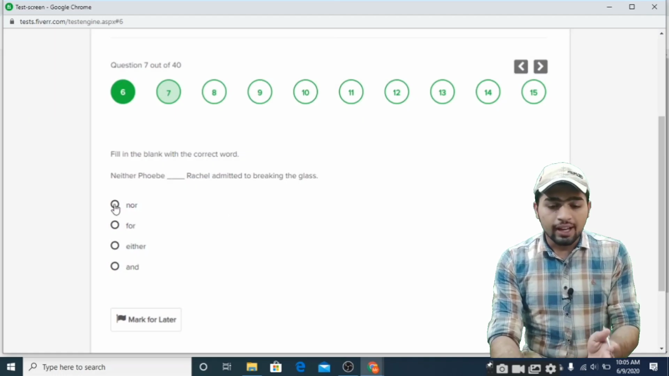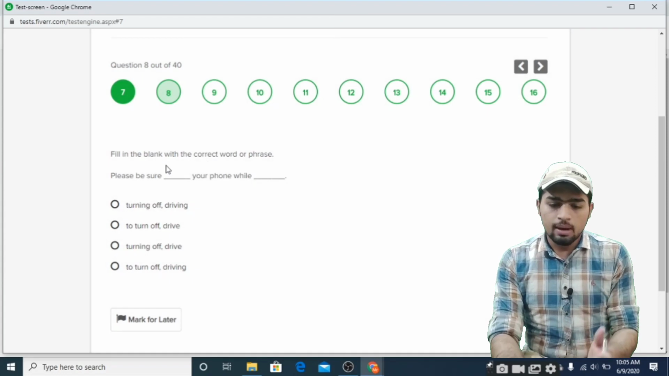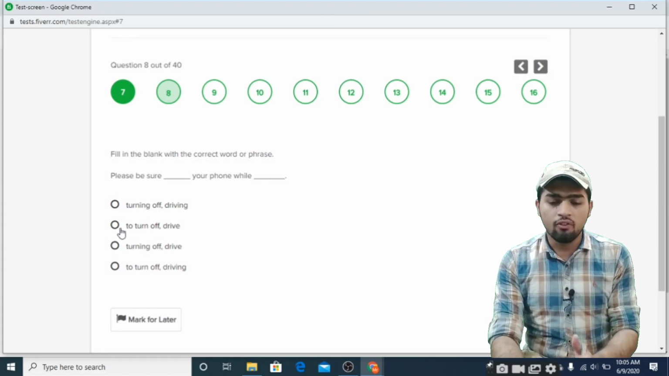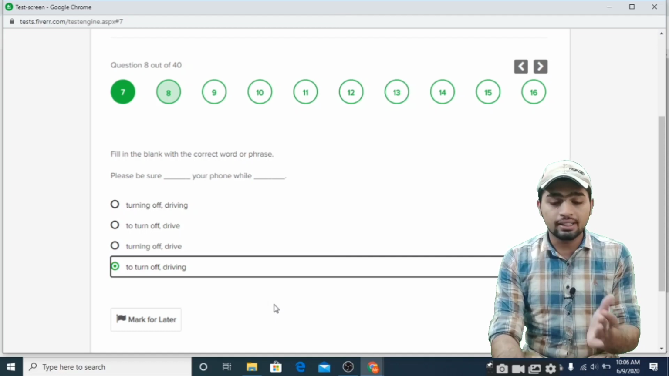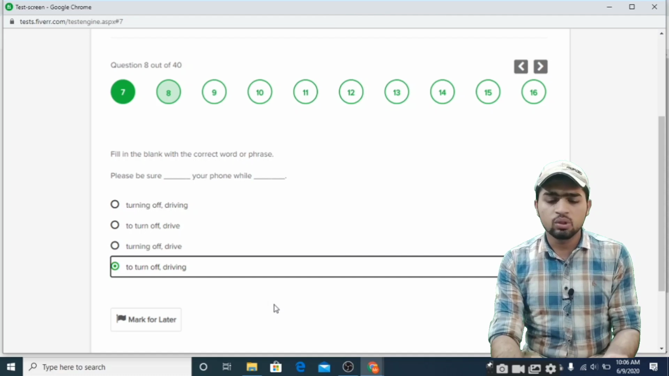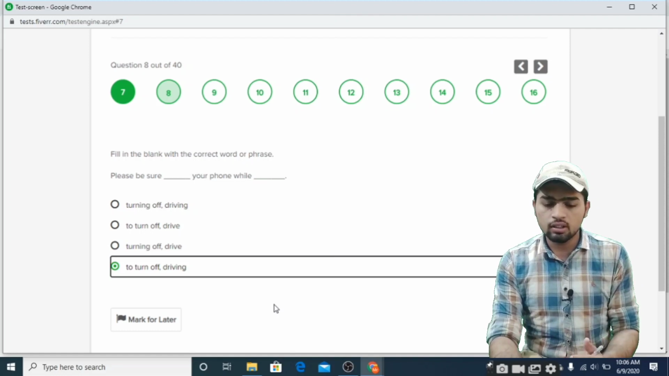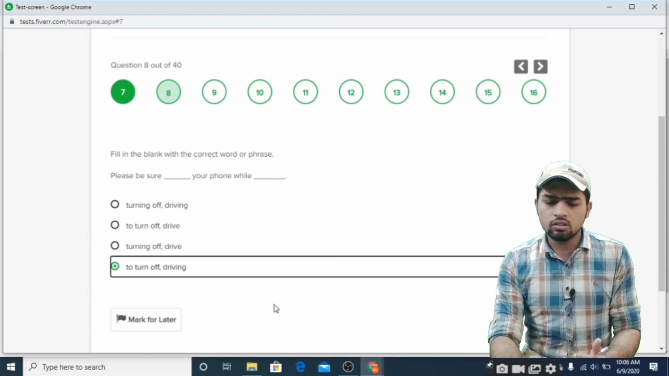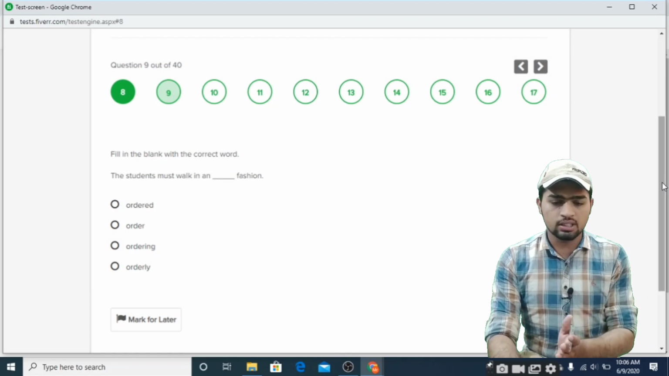So I click on next. Next 7, neither, there must be nor. So I click on nor and click on next. Please be sure dash your phone while dash. Fill in the blank with the correct word or phrase. Please be sure to turn off your phone while driving. This seems to be correct, so I am confused here. Turning off driving, to turn off drive, turning off drive, to turn off driving. I think the correct answer is the fourth one, to turn off driving, or the third one, turning off drive. No, the third one is not correct. The fourth one is correct, to turn off driving. So I click on that and click on next.